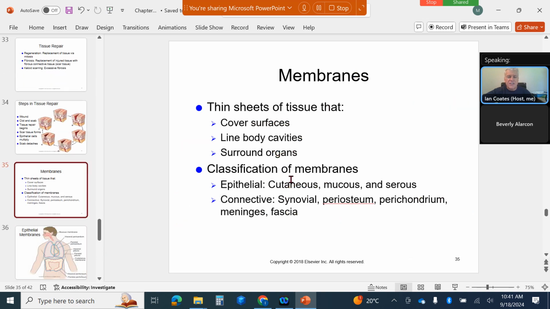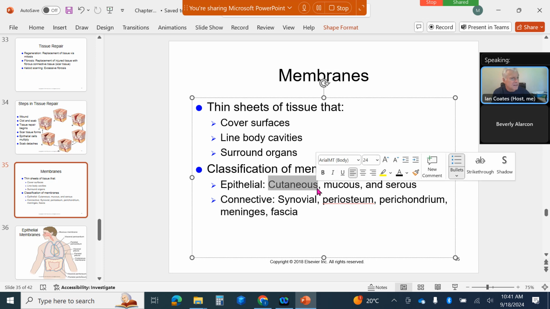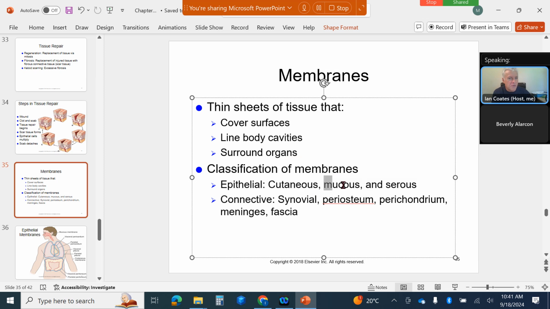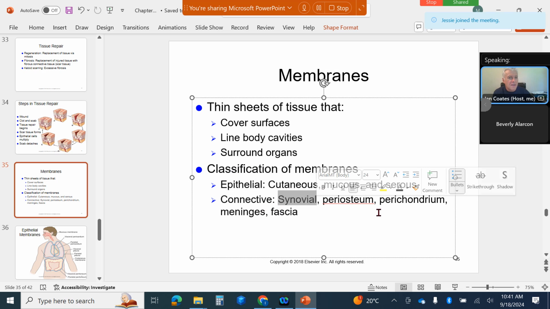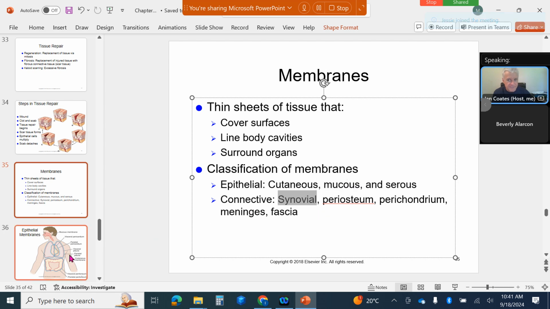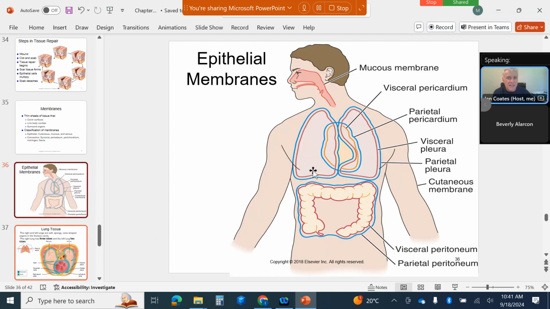Membranes, thin sheets of tissue that cover the surface, line body cavities, surround organs. Classification of membranes. There's epithelial, there's cutaneous. Interesting. Where would you see that one? Cutaneous epithelial, mucous epithelial, serous epithelial. Connective tissue here, we've got synovial, periosteum, perichondrium, meninges, and fascia. And you'll just have a look there.